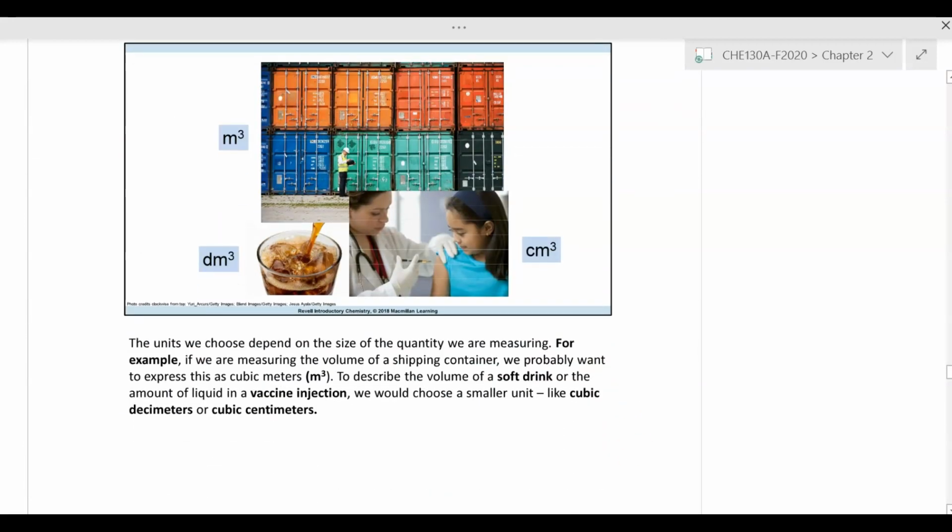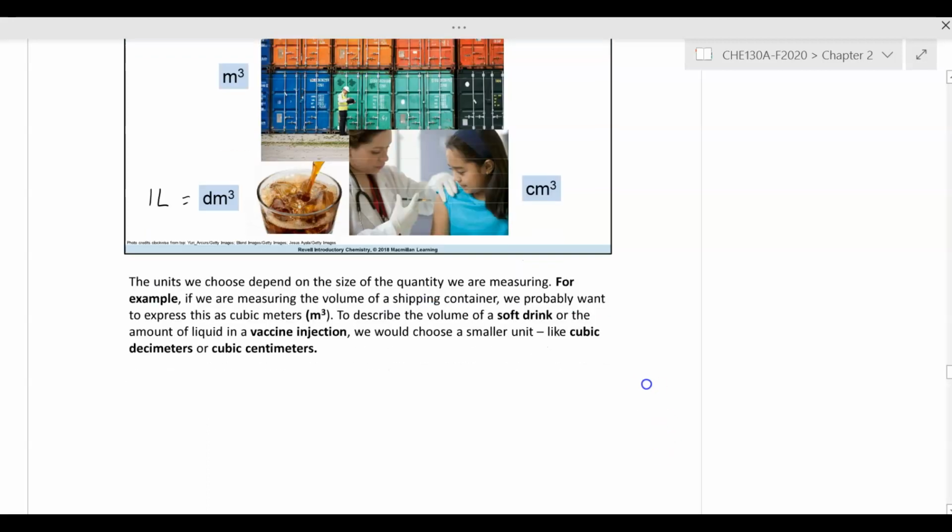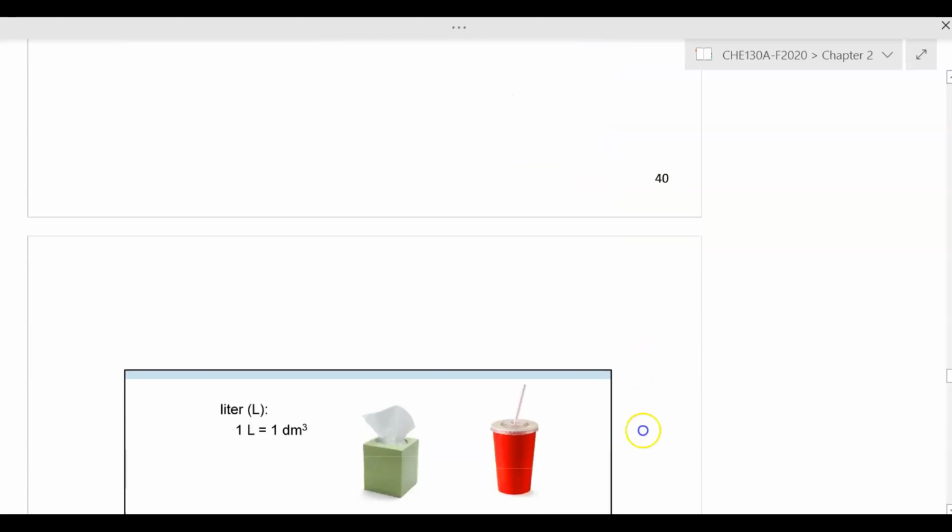And we pick the right unit to talk about for different things. So if we're talking about shipping containers, you might be talking cubic meters. If we're talking about giving somebody an injection, that might be in milliliters or cubic centimeters. And if we're talking about a drink, that unit might be decimeters cubed. Actually, a decimeter cubed is the same thing as a liter, so that'd be a pretty big drink. So maybe a quarter of a decimeter cubed might be what you're having.